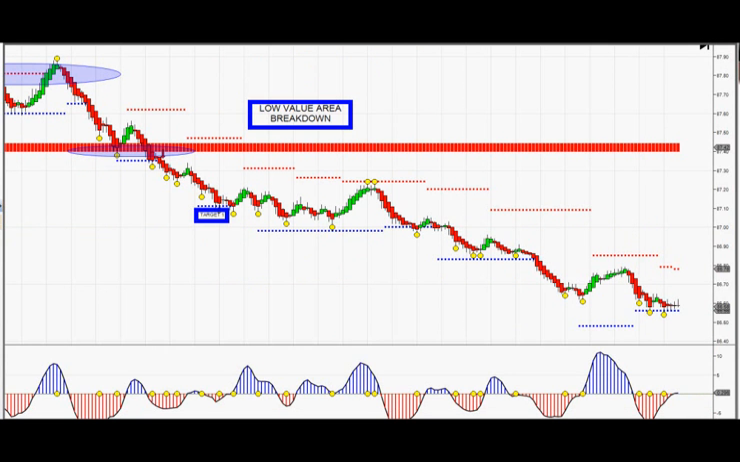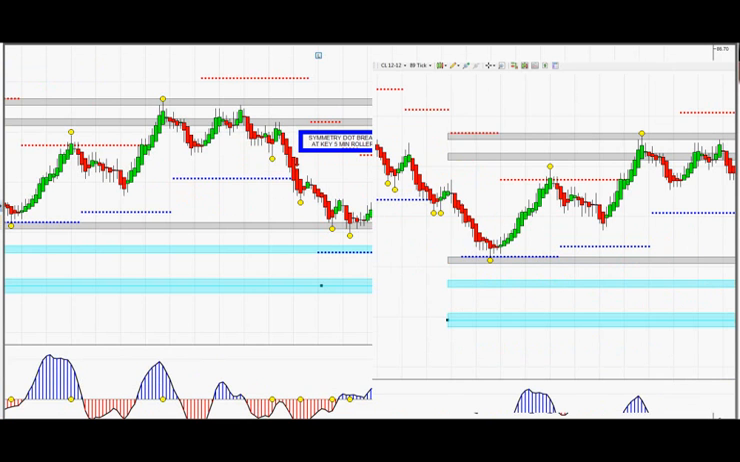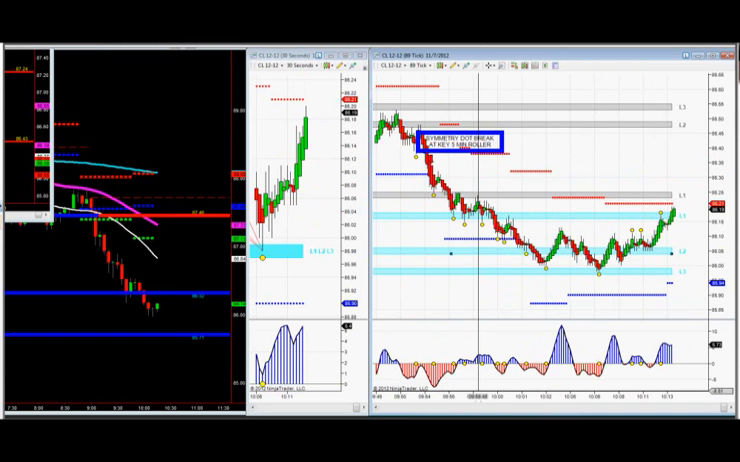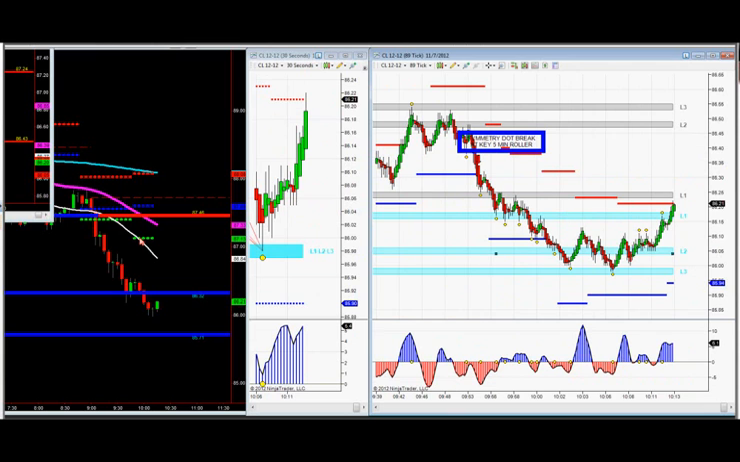I said the overall target would be all the way down until we reach one of the two rollers, the 2-minute roller first, and then the 5-minute roller second. So we had a 100-tick move from the symmetry dot break. Then we had another setup that just happened a second ago. I said there would be two possible setups.